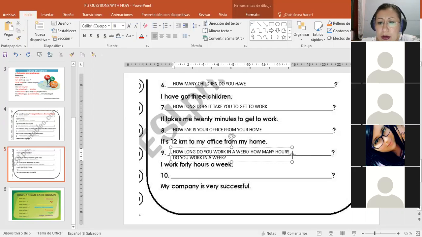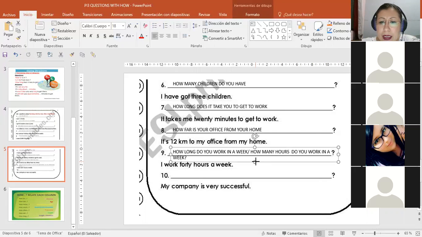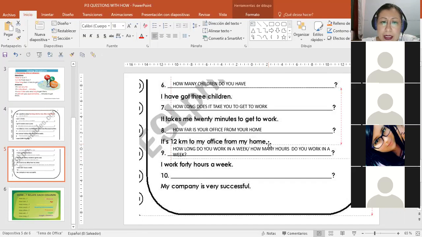Okay, both are correct. Ambas preguntas están correctas o tienen sentido en relación a la respuesta que estamos dando, ¿verdad? I work 40 hours a week. How long do you work in a week? ¿Cuánto trabajas en una semana? El periodo, ¿verdad? O el número de horas. ¿Qué preguntar directamente? How many hours do you work in a week? Very good. Okay, thank you, Julie, and thank you, Juan Carlos.